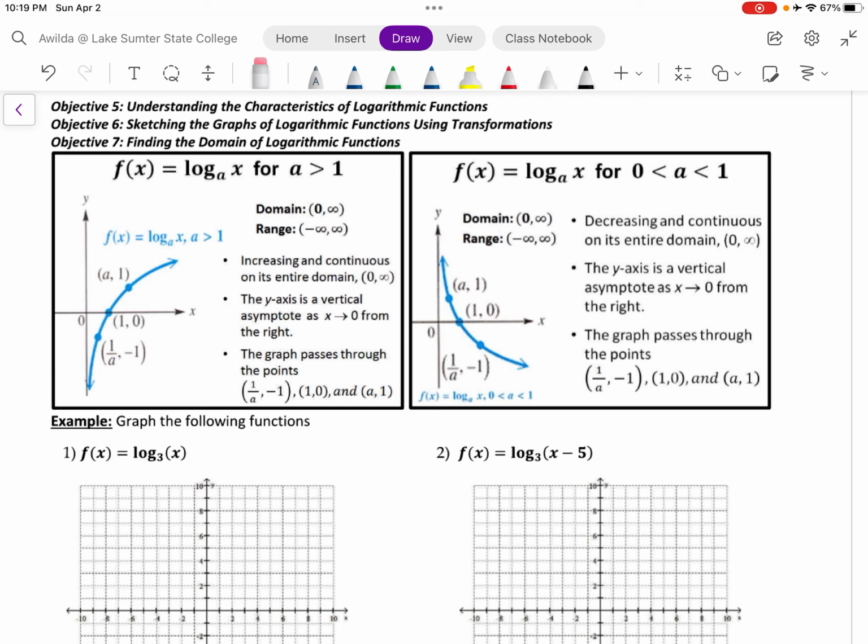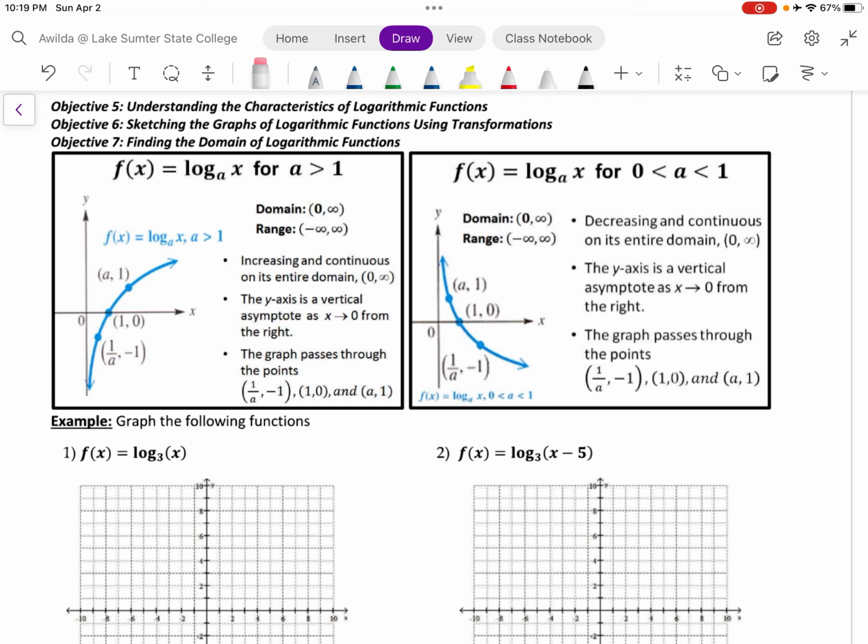There are some key points that will help guide what this graph looks like for you. The point (1, 0) will be an x-intercept. You'll have an additional point at (a, 1). We'll see why this makes sense as we build a table of values. We also have a point at (1/a, -1). If you can graph these 3 points as your guide and remember about that vertical asymptote, that should be enough for you to get the basic shape of your graph.